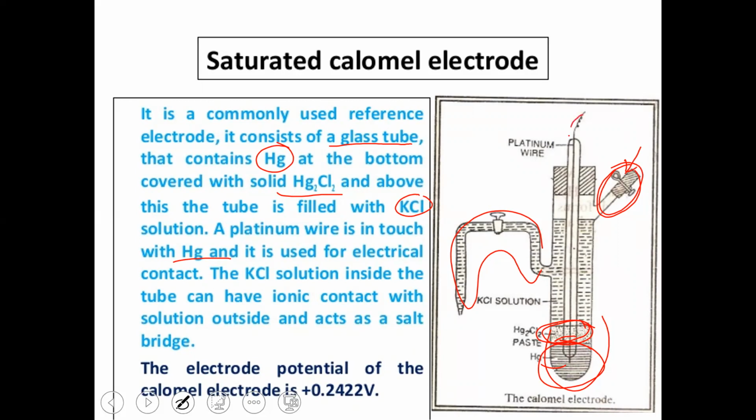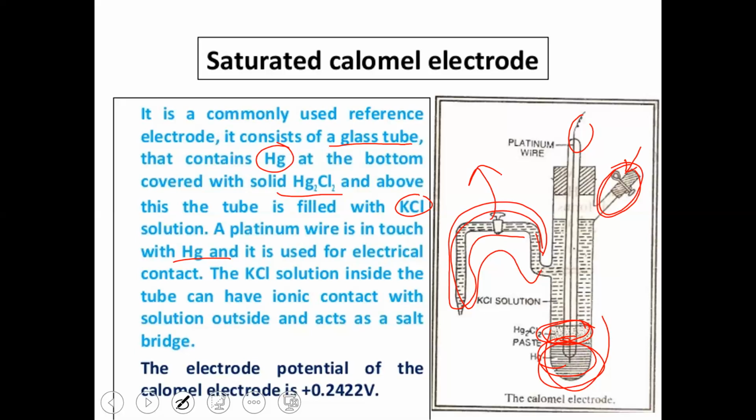A platinum wire is dipped deep into the tube. The bottom of the platinum wire must touch the mercury present at the bottom of the glass tube. In that way, you construct the calomel electrode. The potassium chloride solution inside the tube can have ionic contact with the solution outside and acts as a salt bridge. This part acts as a salt bridge.